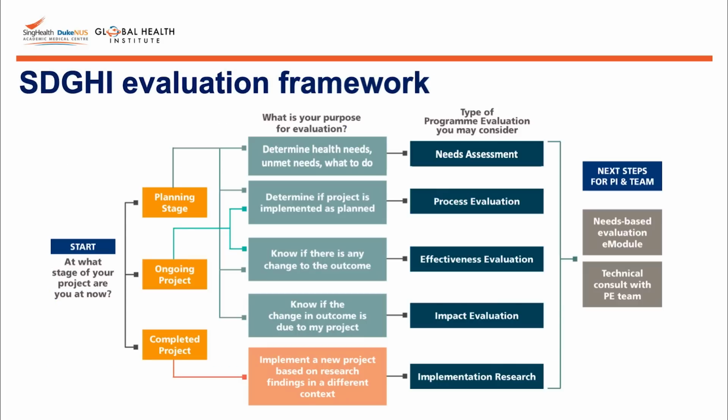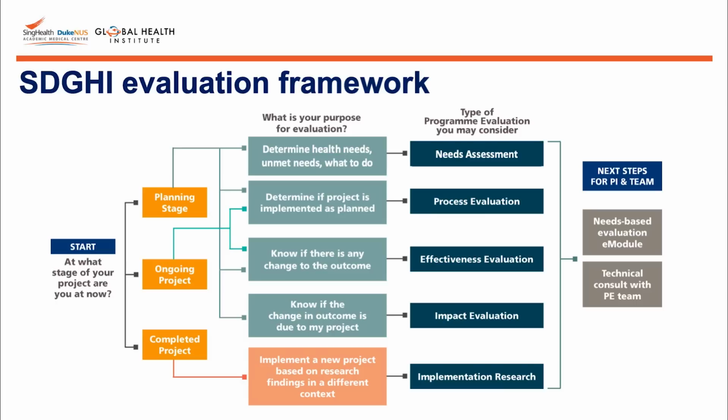This is the evaluation framework we use at SDGHI. First, you need to identify the stage your project is in. For example, the planning stage. You would conduct a needs assessment to determine health needs, unmet needs, and the necessary actions to take. You can refer to our e-module on needs assessment for guidance. Is it an ongoing project? Here, you would perform a process evaluation to assess whether the project is being implemented as planned. This evaluation will help identify the strengths and weaknesses of the implementation.